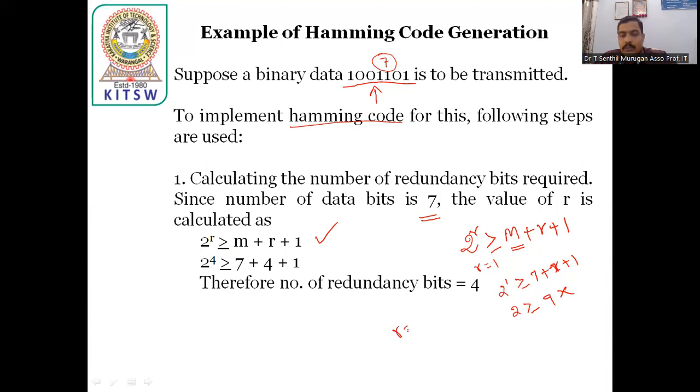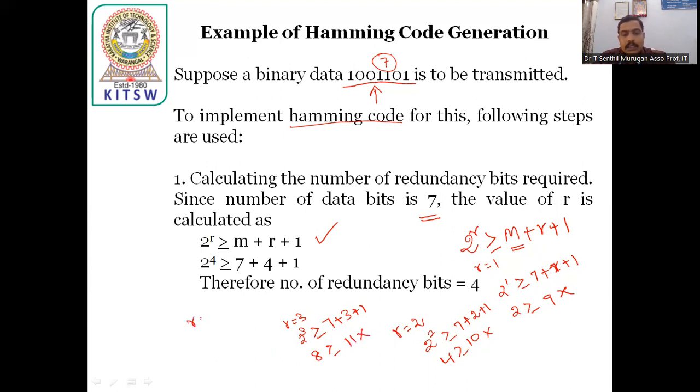Now R equal to 2. 2 power 2 is 4, greater than or equal to M value 7 plus R value 2 plus 1, which is 10. So this is also wrong. Now R equal to 3. 2 power 3 is 8, greater than or equal to 7 plus 3 plus 1, which is 11. So this also fails.